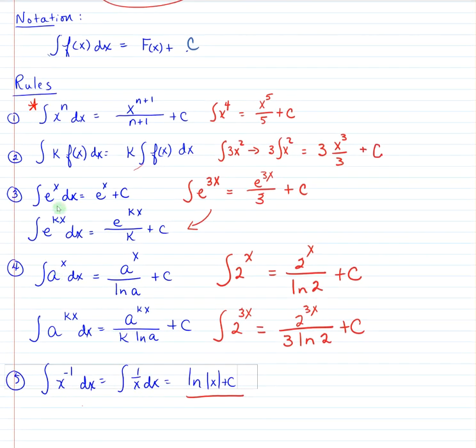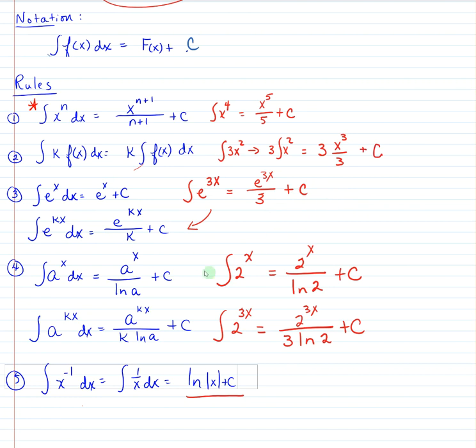Number 3 has to do with e. If you have just plain old e to the x, the rule is e to the x plus c. So you don't have much to deal with there. But if you have e to the kx, so anything other than plain old x, then you have a different rule. You write the original, e to the kx, divided by the k, plus c. So the integral of e to the 3x would be e to the 3x over 3 plus c.